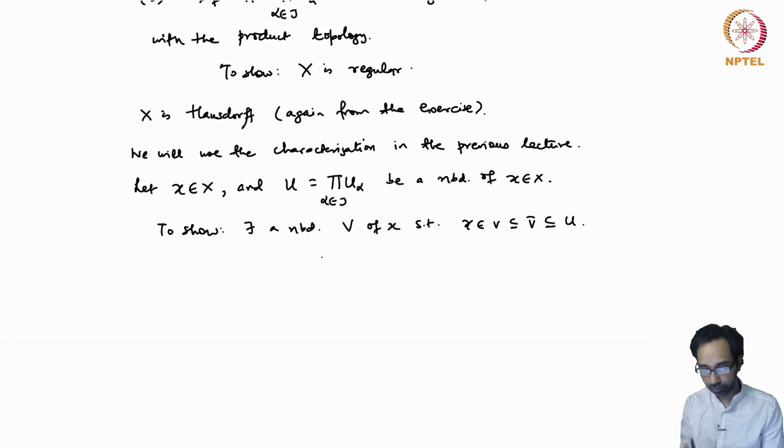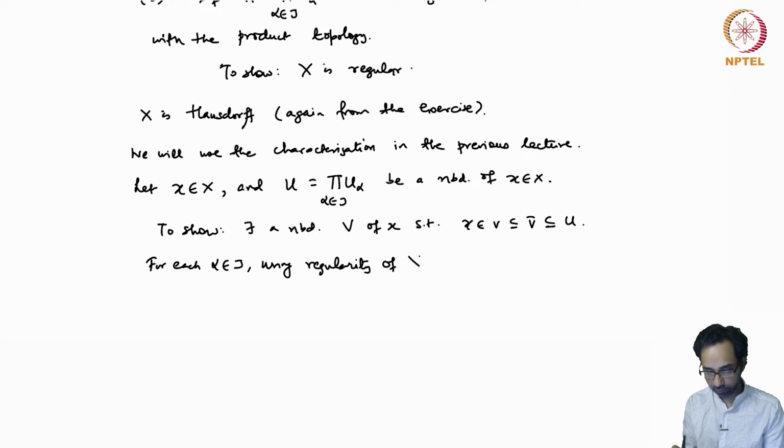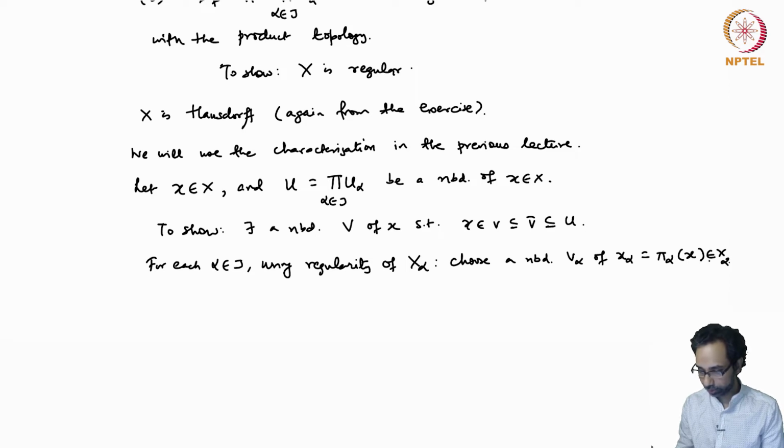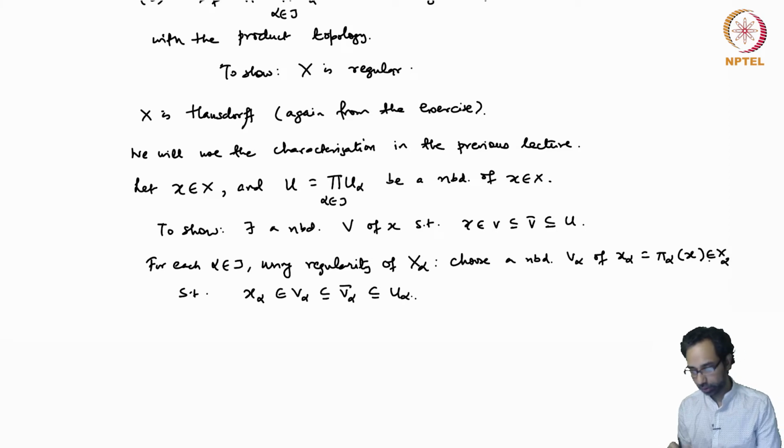So to show this, we will find V in terms of the U alphas. So for each alpha, we find a V alpha, and then we take the product. So for each alpha, we use the regularity of X alpha. Using regularity of X alpha, we choose a neighborhood V alpha of x alpha, which is nothing but pi alpha of x, a point in X alpha, such that x alpha belongs to V alpha, which is a subset of V alpha closure, and this is a subset of U alpha.